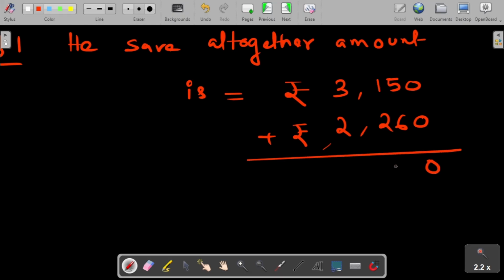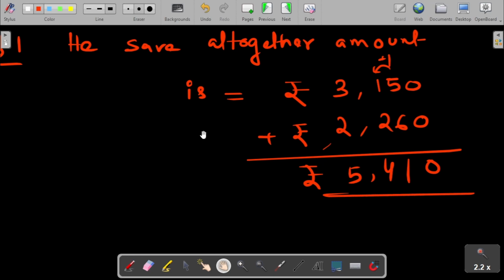0 and 5, 6, 11. So we write the unit digit 1 and 1 is carried forward. So 1 plus 2 is 3, and 3 plus 1 is 4, and here 3 plus 2 is 5. So he saved altogether 5,410 rupees. Okay.